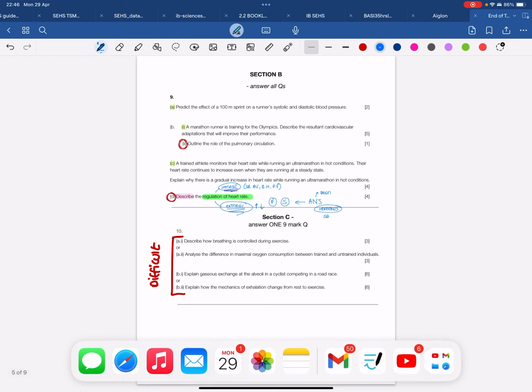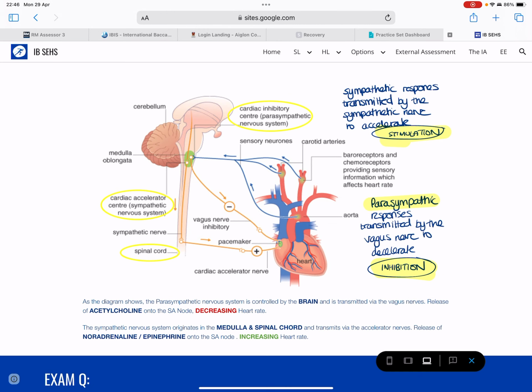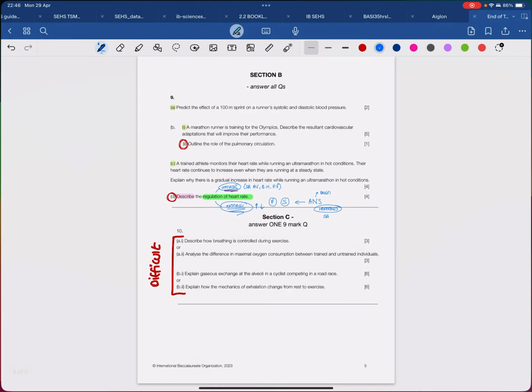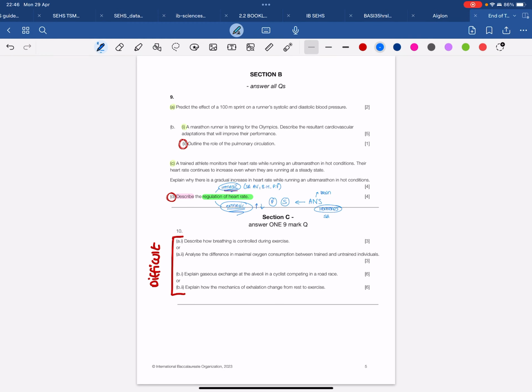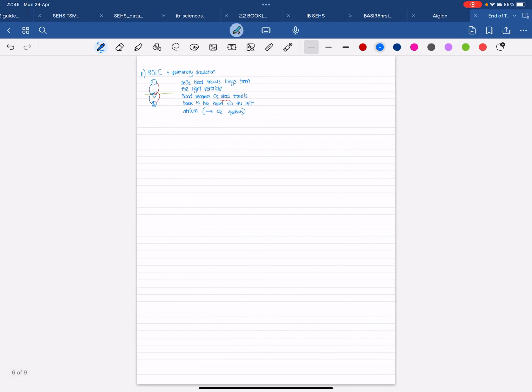So let's just have a very quick look. If you want a refresher, just pause now and maybe have a look at this. This is the summary of everything that we've just said. Okay, so let's go back and maybe we can write a model answer for this.